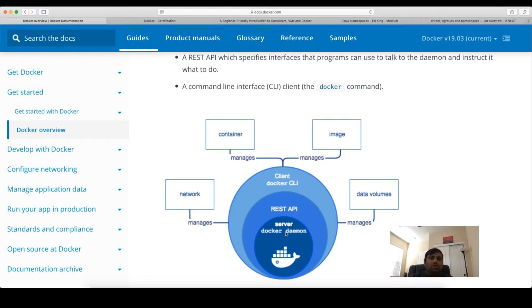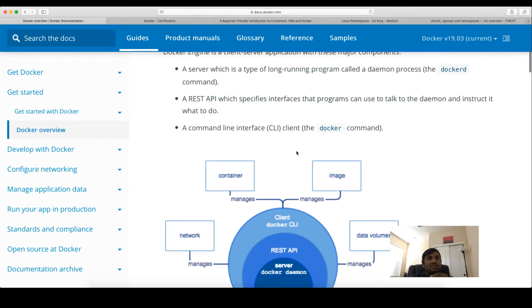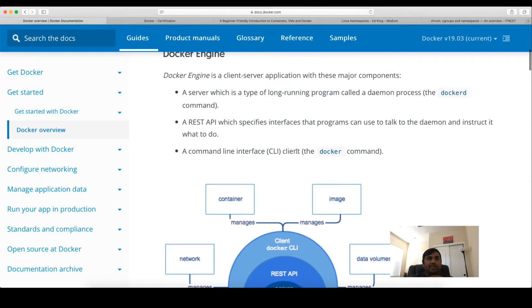And to interact with the Docker daemon, we have a REST API as the layer. This REST API layer sits between the server and the Docker client CLI. So using the Docker CLI client, we will be interacting with the Docker server with the help of this REST API. At the same time, Docker will be able to manage networks, data volumes, images, and containers. So with that, let's explore some of these things in greater detail.